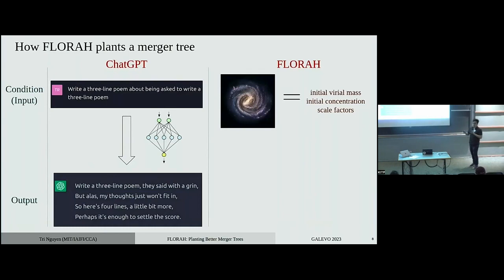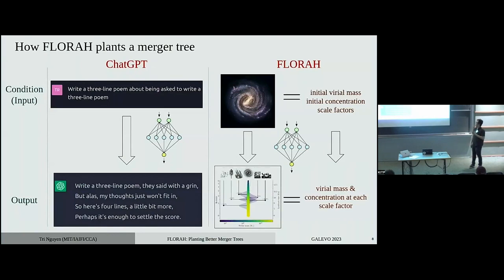So for our case, our prompt or question for the models is the galaxies, and in particular, the initial virial mass and the initial concentration of the galaxies. And we're also going to give it a list of scale factors that we want the merger trees to be generated at. We put it into some kind of neural network model, and we end up with merger trees, which is the virial mass and the concentration at each of the scale factors that we give it.